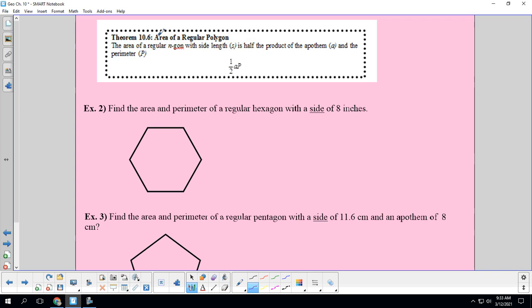So here we go. Area of a regular polygon. Remember, regular means that all sides are the same, and polygon is a shape. The area of a regular n-gon, so it could be any number of sides, with side length s, is half the product, which means times, the apothem a and the perimeter. So area equals, you guys are writing this down. Thank you so much for writing down. 1/2 little a, which stands for the apothem, times the perimeter.